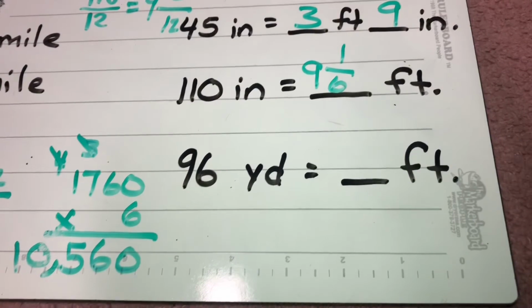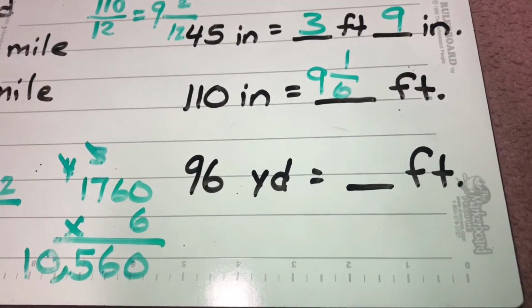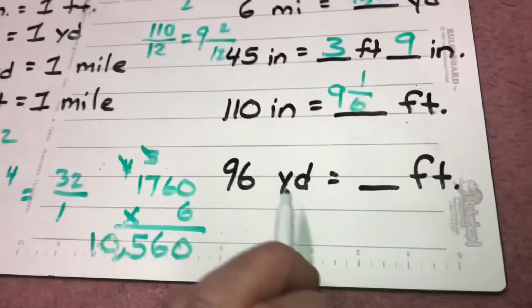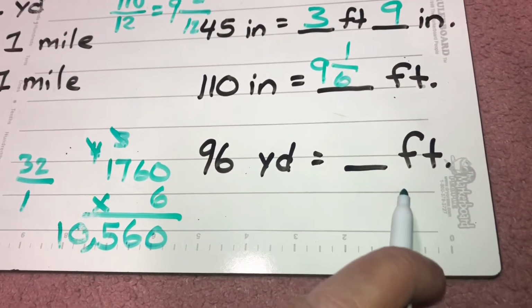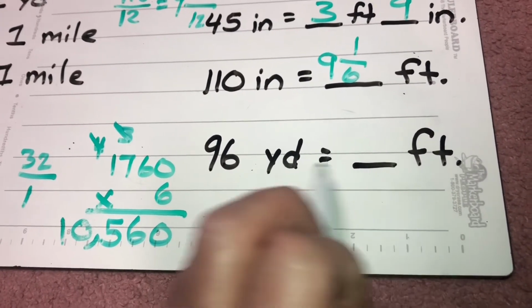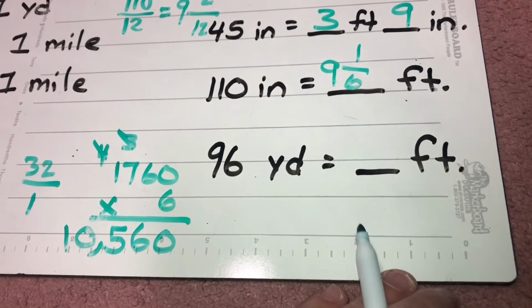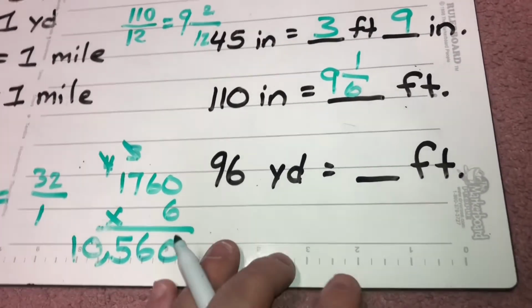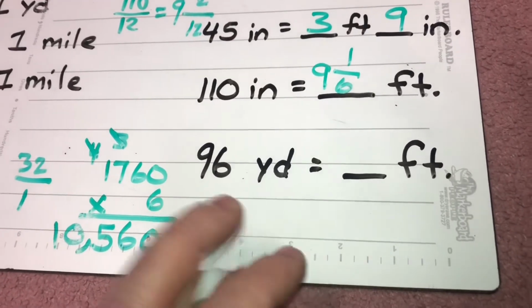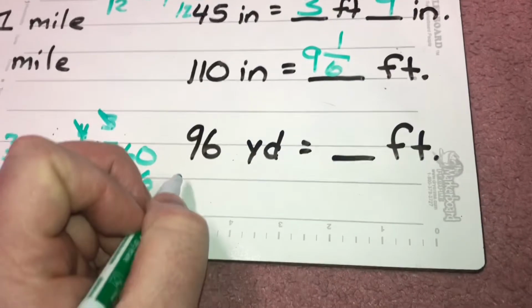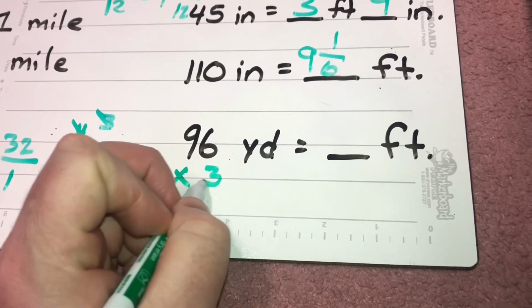Well, last one for this example, 96 yards equals blank feet. Well, I know that 3 feet makes 1 yard. So when I'm going from yards to feet, the measurement is getting smaller because 1 yard is bigger than 1 foot, because it takes 3 feet to make 1 yard. The measurement is getting smaller, which means the number's getting bigger, which means I need to multiply. And since 3 feet make 1 yard, it's going to be 96 times 3.